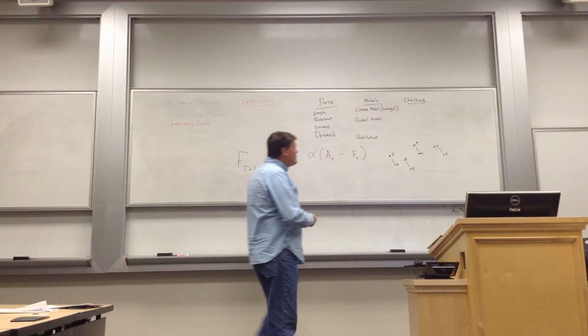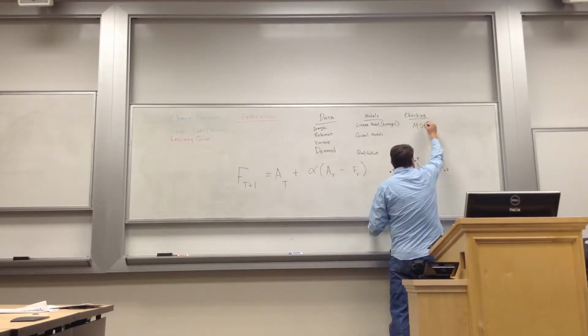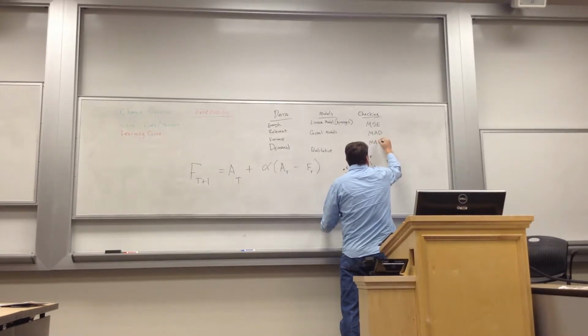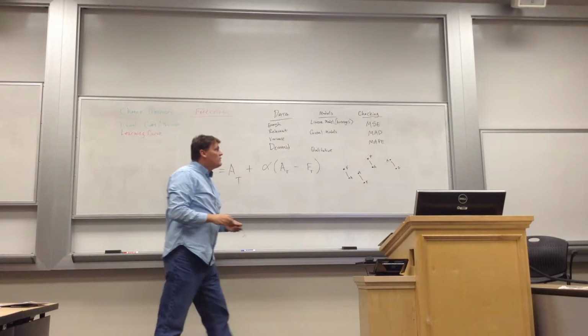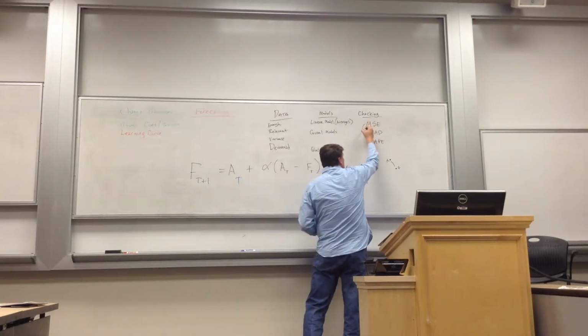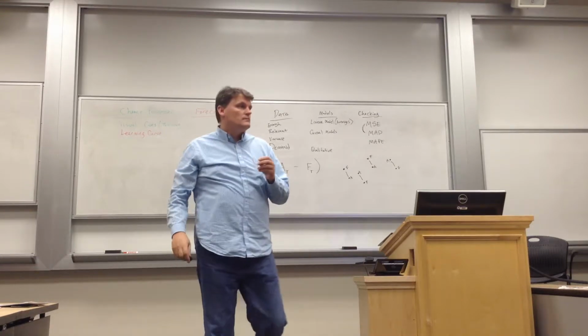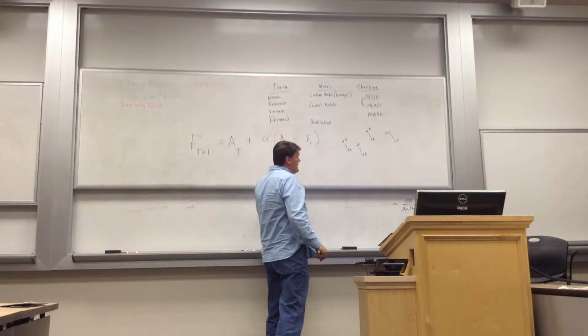We have three main things we use: something called MSE, MAD, and MAPE. And I group MSE and MAD together because they do the same thing. Let me show you. So let's just make up some numbers here.